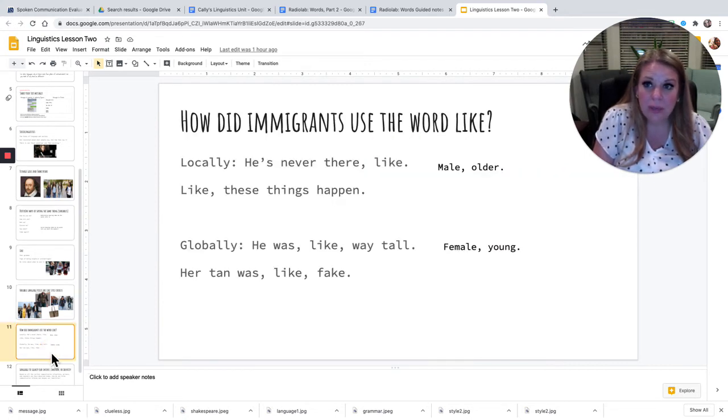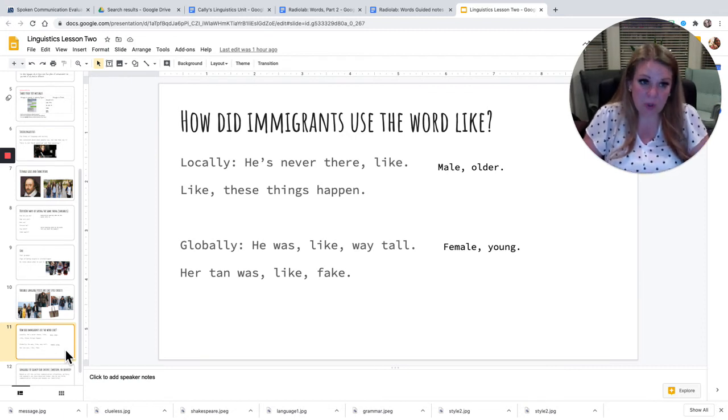So, recently, some sociolinguistic researchers decided that they were going to study how people used the word like. And in order to control the variables of their social experiment, they were going to study how a specific group of immigrants used the word like. And the immigrants that they chose were immigrants that spoke a native language that didn't have a word like.